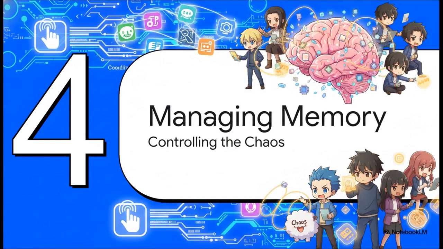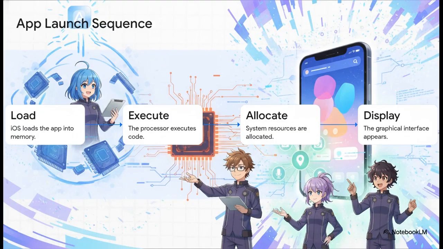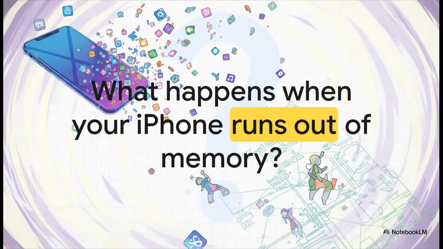Let's move on to Section 4, Managing the Chaos, Memory. Okay, so when you tap an app icon, a rapid-fire sequence kicks off. First, iOS loads the app into memory. Second, the processor starts executing the code. Third, system resources are heavily allocated. And finally, fourth, the graphical interface actually appears on your screen. This sequence feels like pure magic, but it is intense, heavy computational work happening in literally a fraction of a second.